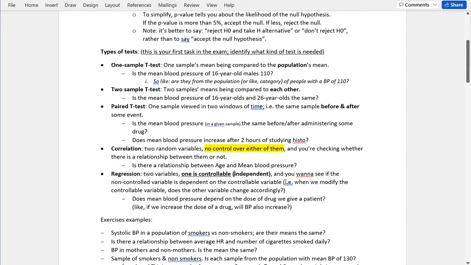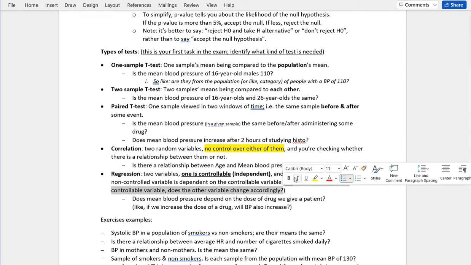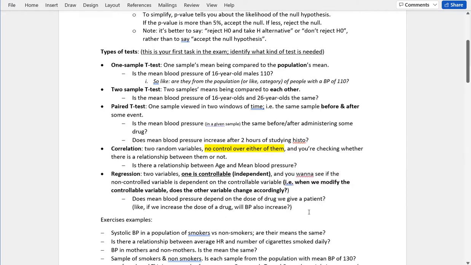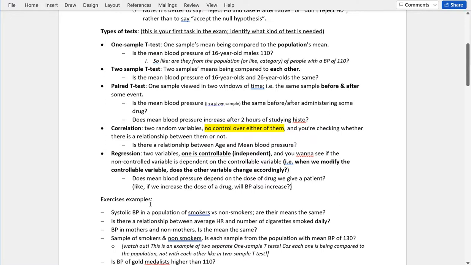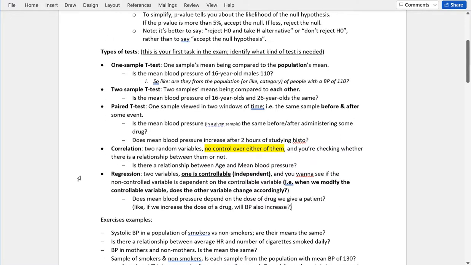Okay, let's see this example, i.e., when we modify the controllable variable, does the other variable change accordingly? There we go, perfect. I think this is a very good way to describe it. Yes, when we modify the controllable variable, does the other variable change accordingly? So that is regression. That is the concept.